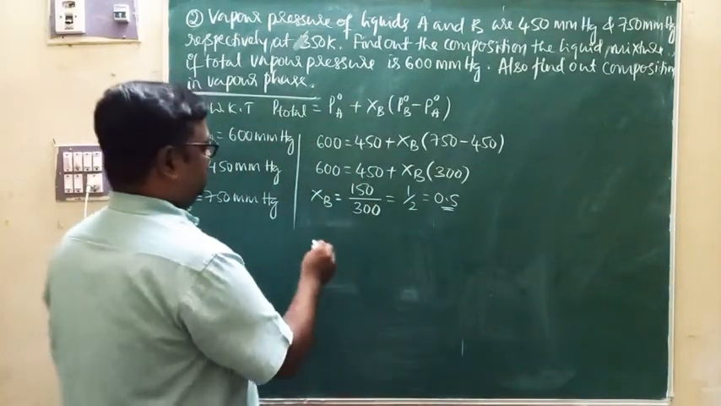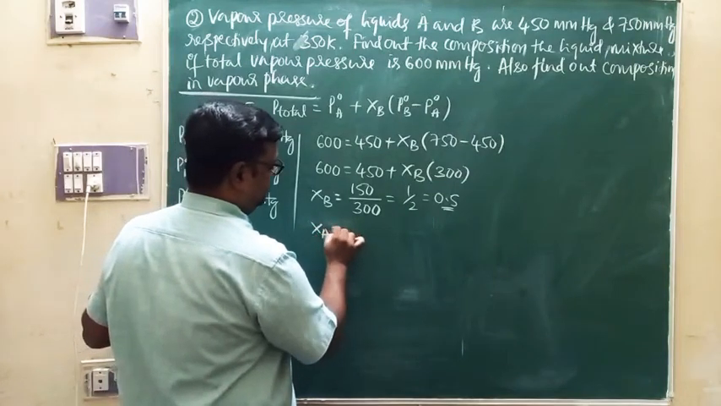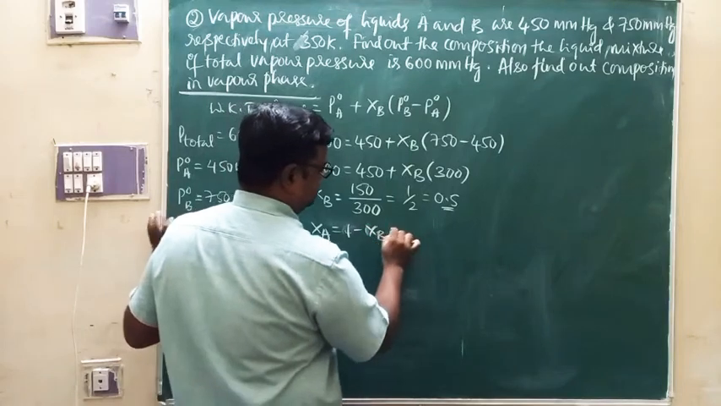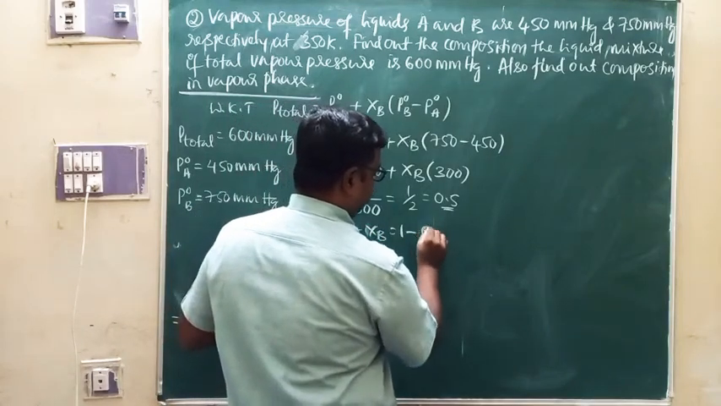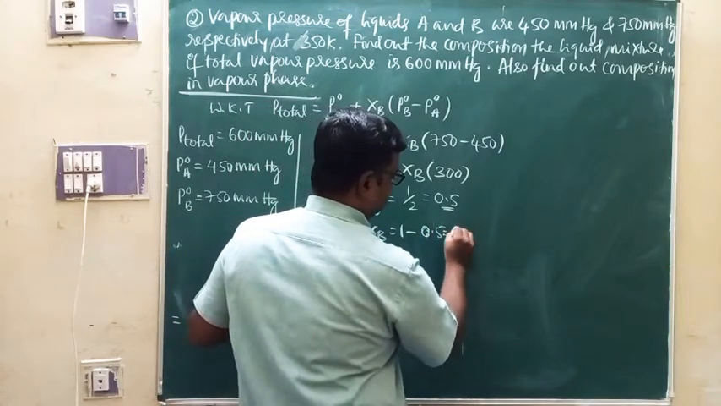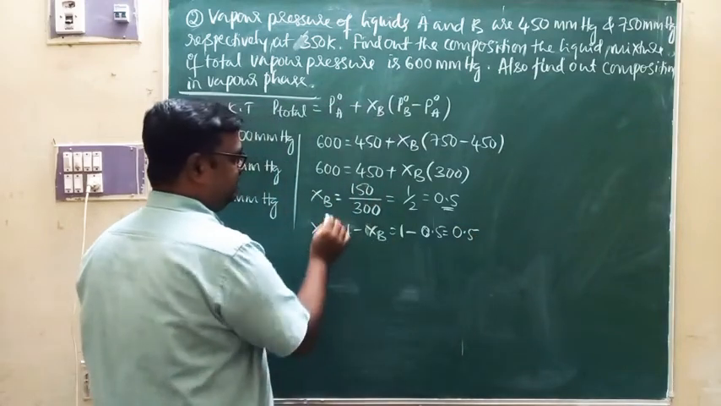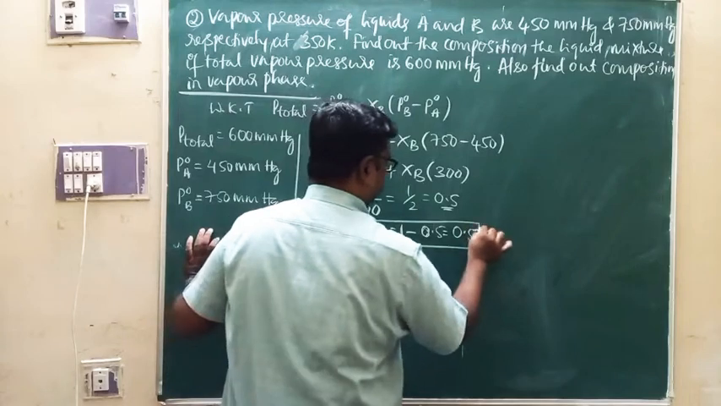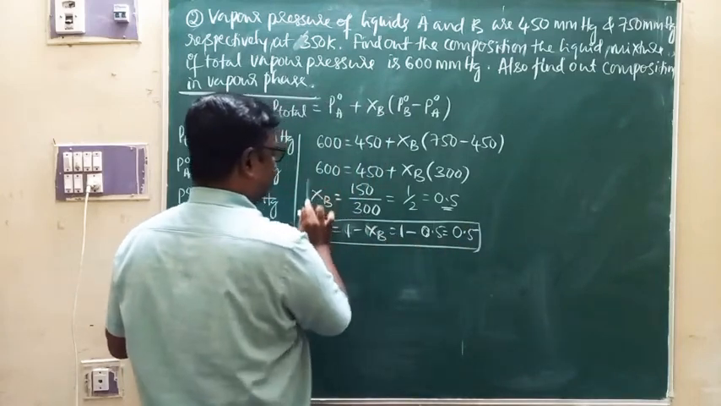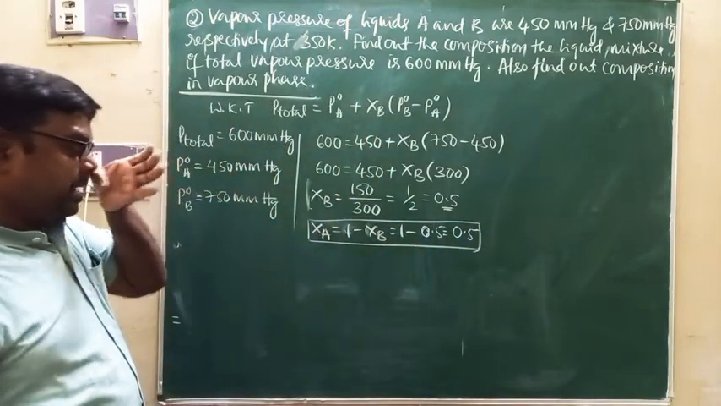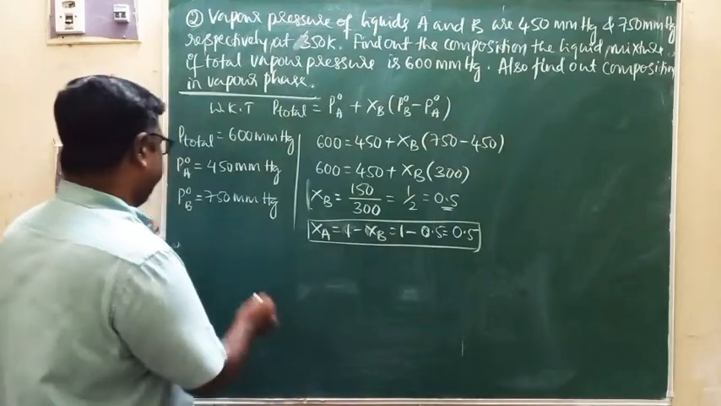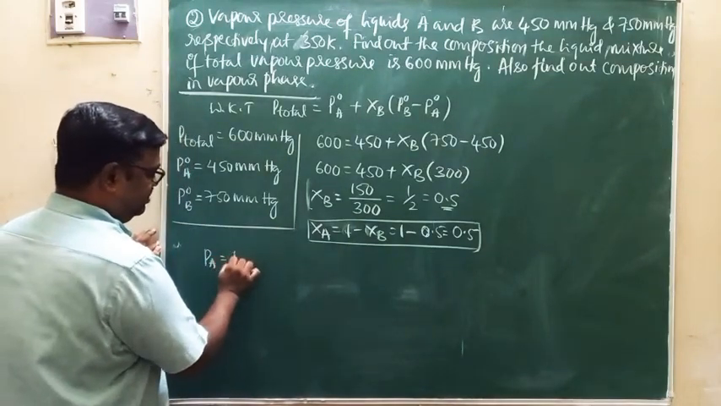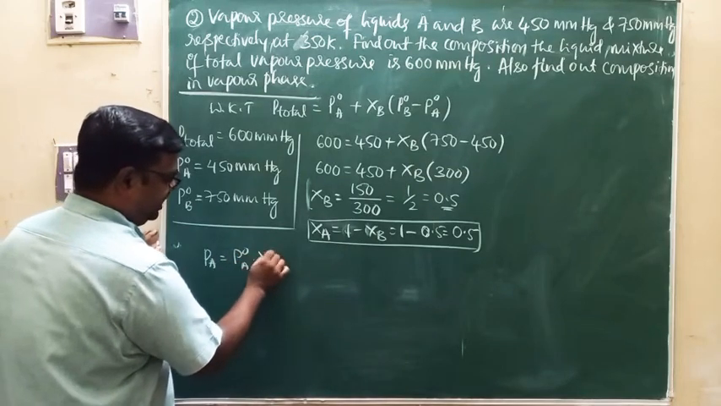If XB is equal to 0.5, XA is also 0.5, because XA is equal to 1 minus XB, that is 1 minus 0.5, equal to 0.5. Therefore XB is 0.5 and XA is also 0.5. If I know that, I can calculate PA and PB now. Therefore, PA is equal to P naught A into XA.